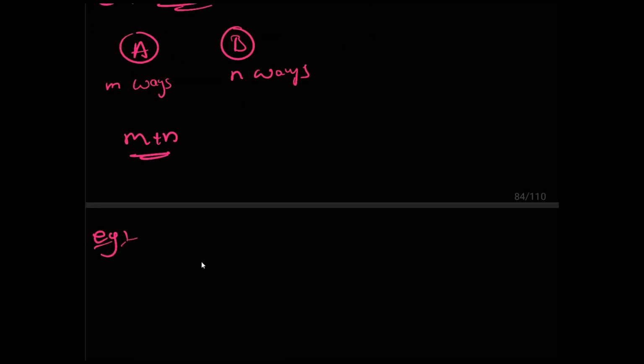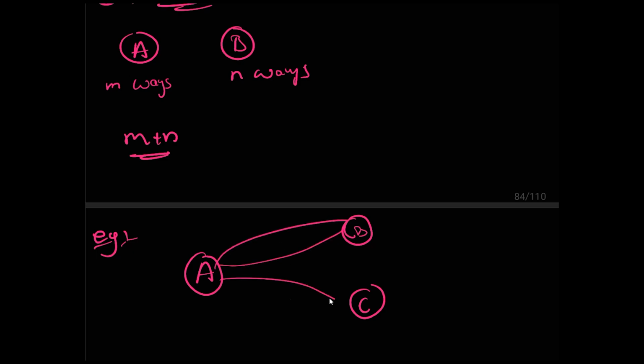Example, same. From city A you want to go to city B or city C. To city B there are two ways and to city C there are four ways. Then the number of ways in which you can go from city A to city B or C will be 2 plus 4, 6 ways.